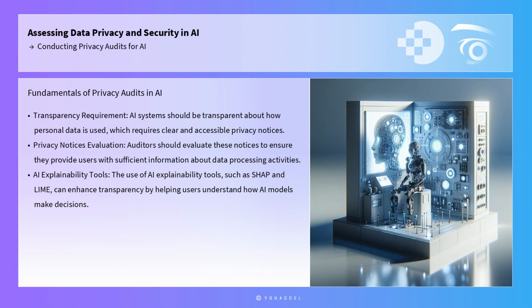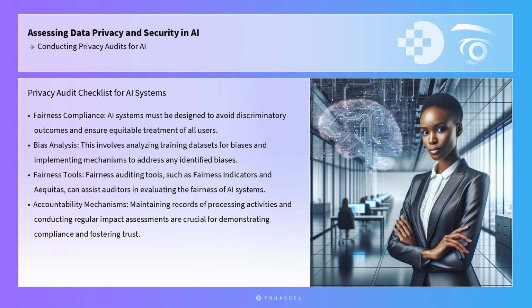models make decisions. A privacy audit should also involve assessing the AI system's compliance with the principles of fairness and accountability. AI systems must be designed to avoid discriminatory outcomes and ensure equitable treatment of all users. This involves analyzing training datasets for biases and implementing mechanisms to address any identified biases. Fairness auditing tools, such as Fairness Indicators and Equitas, can assist auditors in evaluating the fairness of AI systems. Furthermore, accountability mechanisms, such as maintaining records of processing activities and conducting regular impact assessments, are crucial for demonstrating compliance and fostering trust.